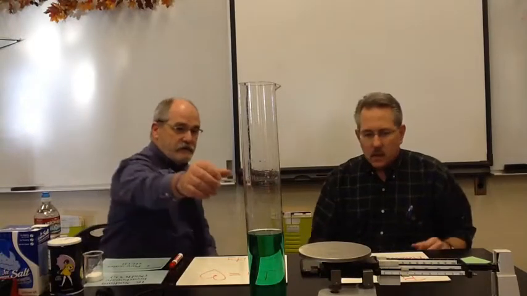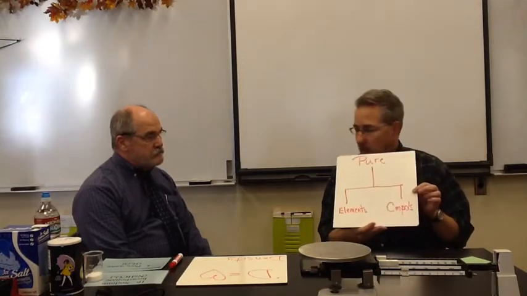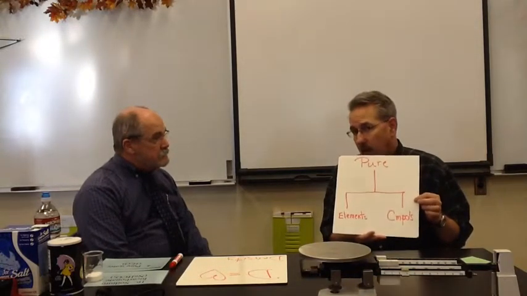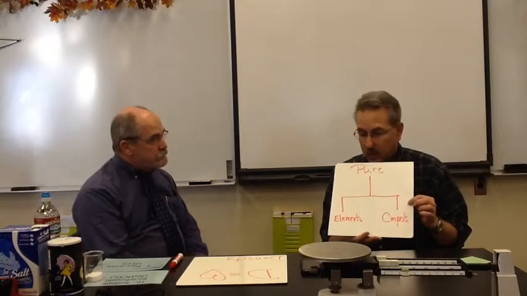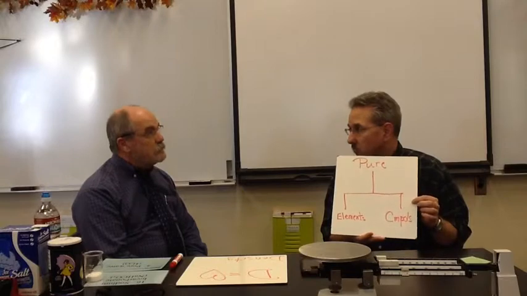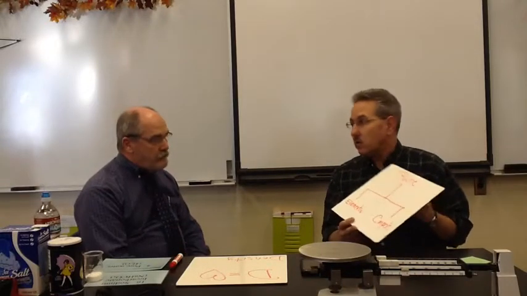The nice thing about pure substances is that we find them on the periodic table, either by themselves or in conjunction with other elements. So we can always write a chemical formula for a pure substance. A pure substance is either an element or a compound. We know that elements are on the periodic table, and compounds have definite formulas made up of those elements.